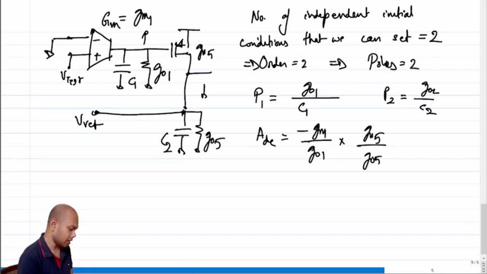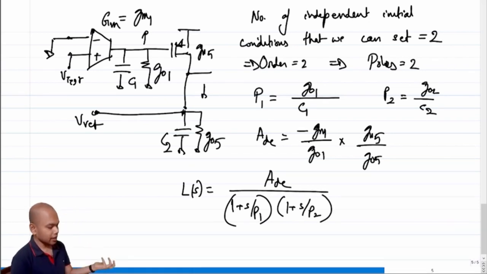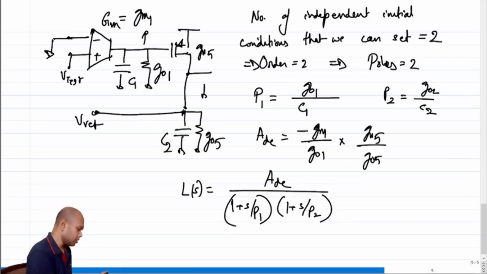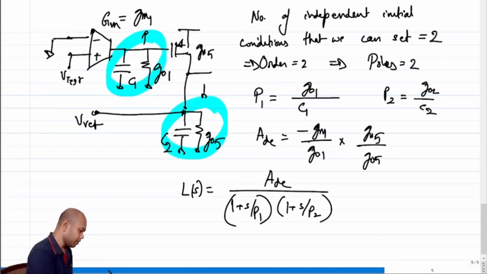Okay. So what is our loop? What is the L of S? L of S is DC gain KDC by 1 plus S by P1 times 1 plus S by P2, right? This is exactly similar to that of the common source amplifier that we had initially done the analysis for. And note that we are still neglecting CGD, because since we are neglecting CGD, these two sections can be analyzed independently of each other, because there is no coupling between the gate and the drain, right?